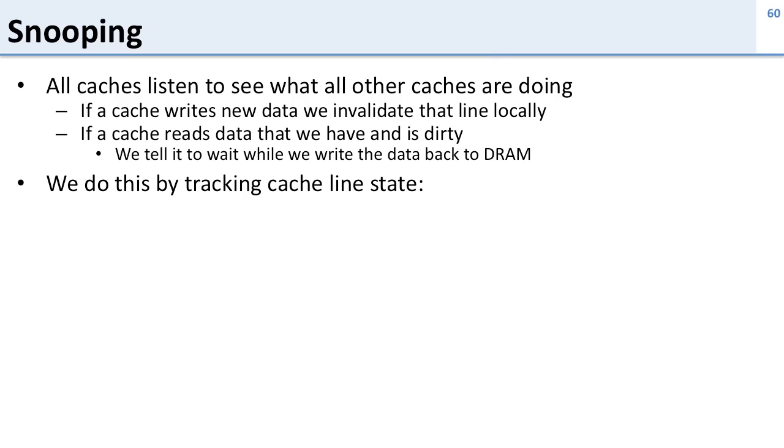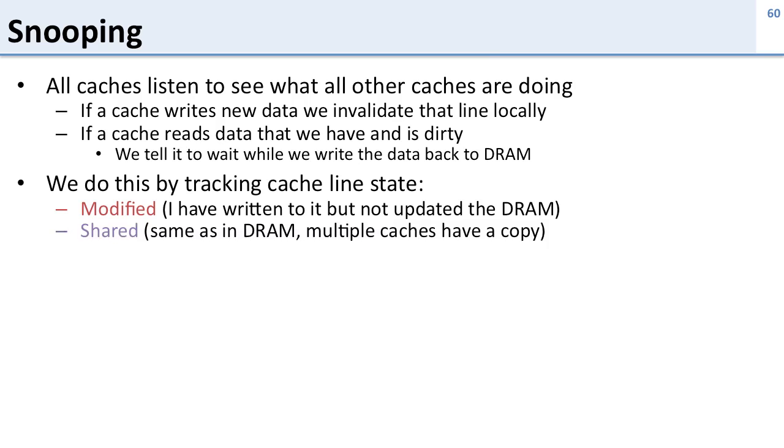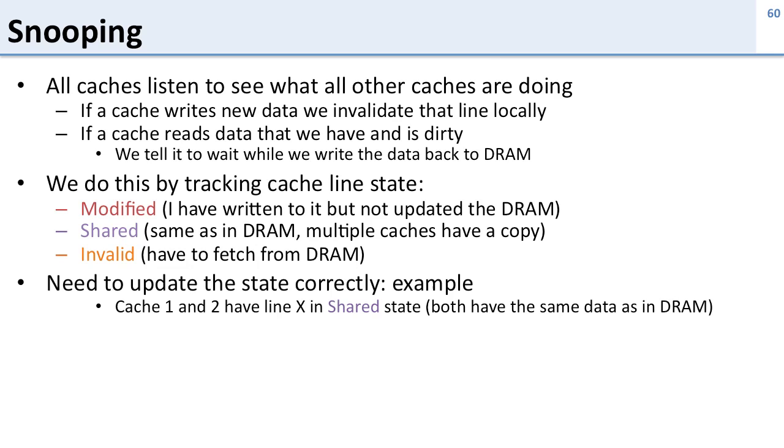The way this is implemented is by tracking the cache line state. So just like we have valid and dirty bits, we're going to add extra bits for tracking it. So we add a modified bit. A modified bit means I have the data in my cache, but I haven't written it back to DRAM. This is basically the dirty bit, but it's a dirty bit if you have multiple caches. We have a shared bit. This means the data is the same as the data in the DRAM, but multiple caches may have a copy of it. And then we have invalid, and this just says the data I have isn't the right data and you have to go get it from DRAM.